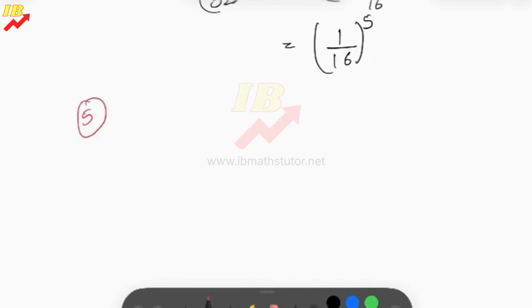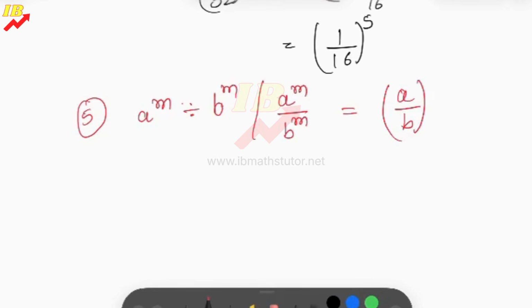Fifth rule says when we see a to the power m and, let's take the division sign this time, division sign b to the power m, right? Or it can be written as a to the power m over b to the power m. Then we can do the same thing. We can make the bases together and write the power in a common form, right?